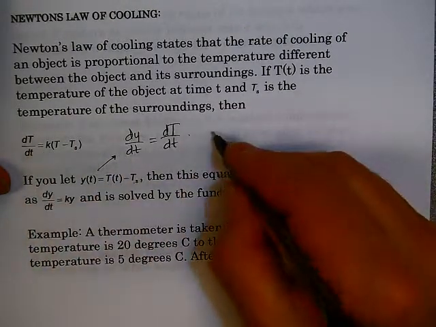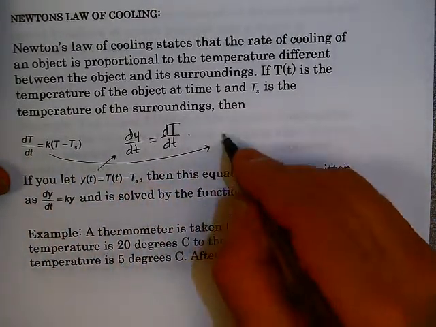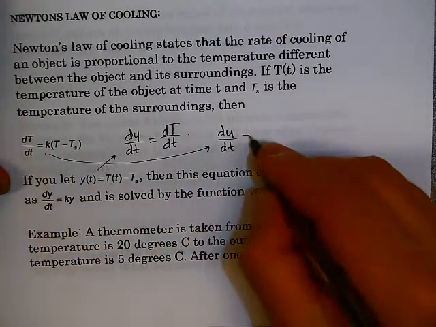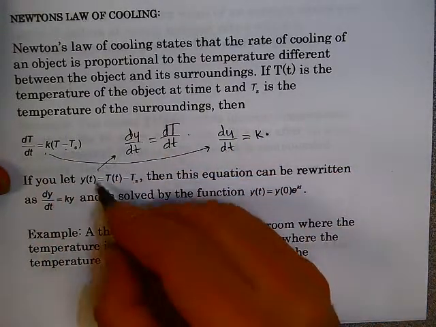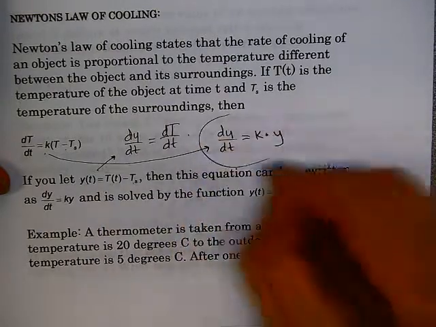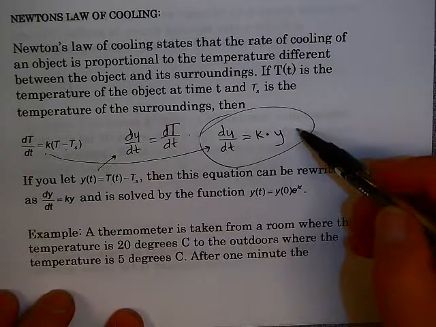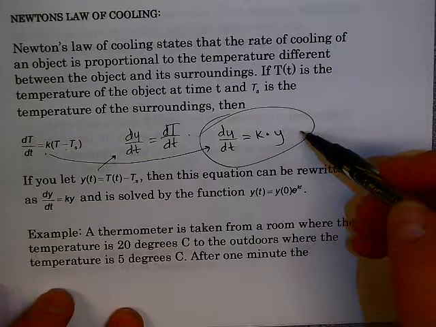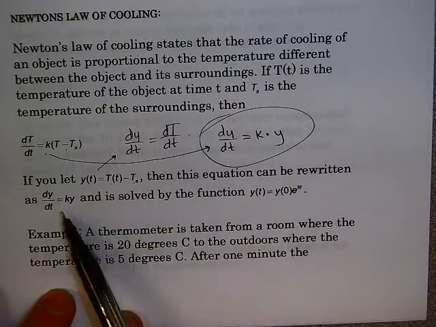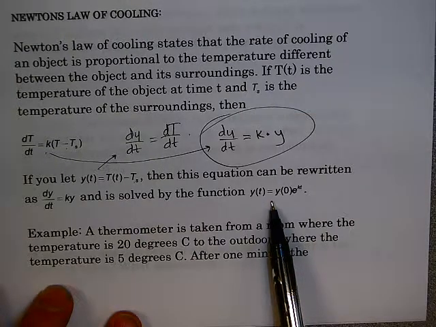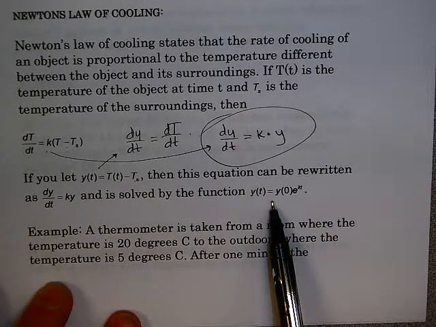So I can replace in this equation dT/dt with dy/dt. And this is a constant k, and this we've defined to be y. So what do we have again? We have our natural growth or natural decay equation. In this case, this is a natural decay equation. So this equation can be rewritten as this, and it can be solved as this function right here. Now, you have to remember what y and T are when you do this problem.